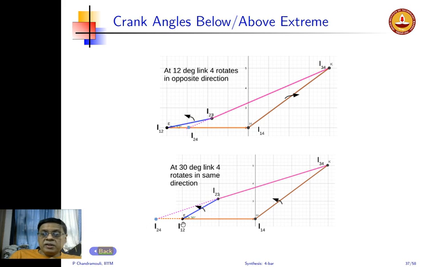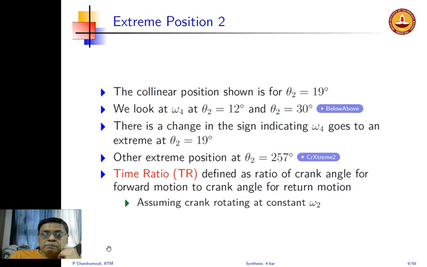So you can see this is anti-clockwise, and therefore link 4 becomes anti-clockwise. So at 12 degrees it was clockwise, and then at 19 it went to 0, then it changed direction and became anti-clockwise. So you can clearly see that this is one more indication, a quick calculation that tells us that indeed we have an extreme position in between where the direction of rocking changed.